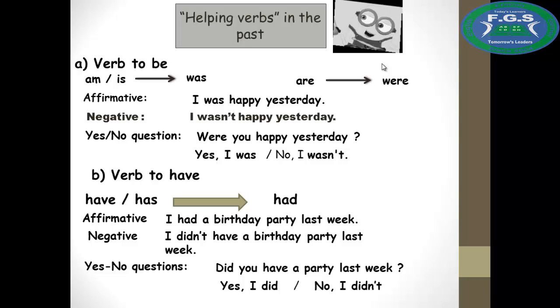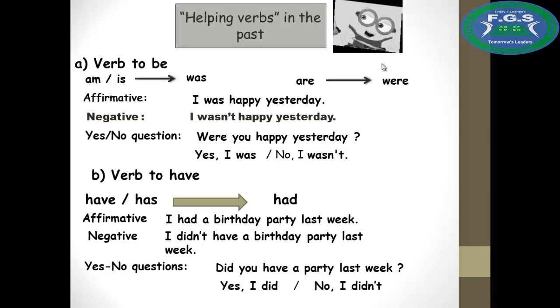So, another point in the simple past, we have helping verbs in the simple past. The first point, number A, verb to be. Am or is, it will be was. And are for plural, it will be were.